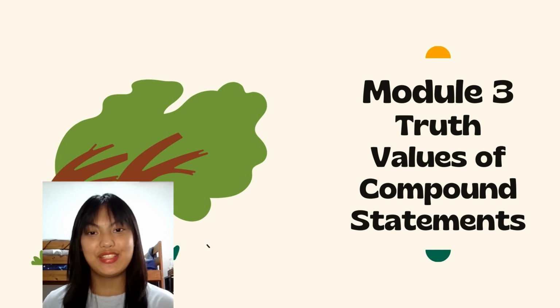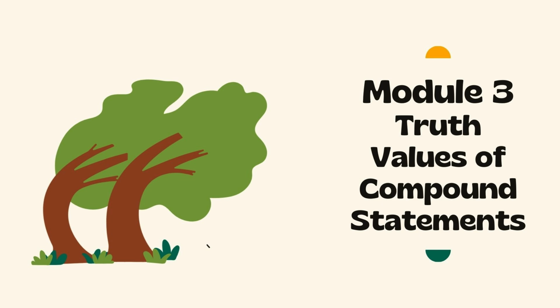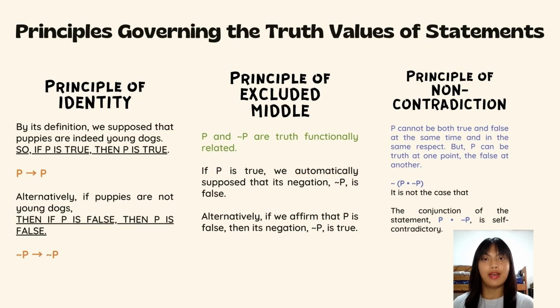Moving on, we will now study the truth values of compound statements. In this module, we'll first apply the three principles of truth discussed in previous units. The principle of identity. It's rather self-explanatory. It states that a statement implies itself.